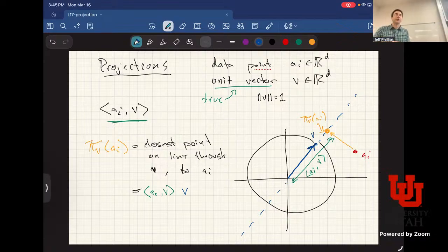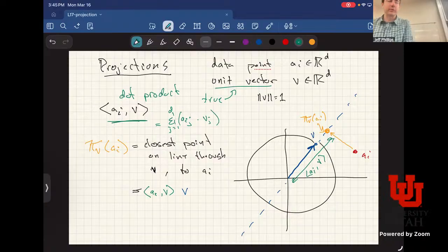Okay, so this dot product here. And remember, this is just the sum over j equals 1 up to d of aij times vj, right? So it's just the sum of all those coordinates. So it's a very simple operation to do. And if I have this vector, then this tells me how to project it onto this vector. This is doing dimensionality.